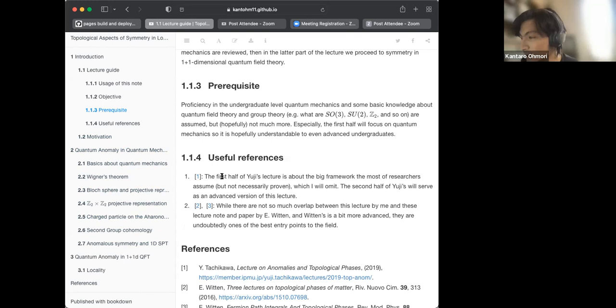For more advanced material, I recommend these three. This one is the lecture notes by Yuji Tachikawa, my supervisor. This is a lecture by Edward Witten, and this is another paper by Edward Witten, and all three are very good entry points to the field. I encourage you to proceed to these resources if you like the topic.